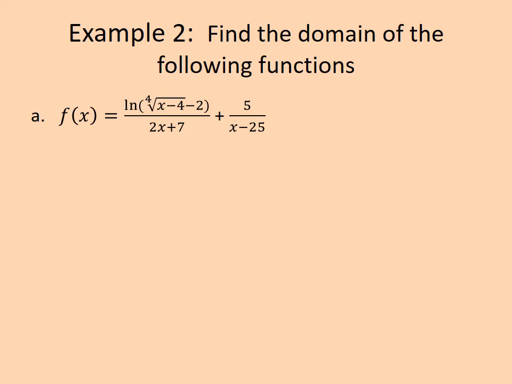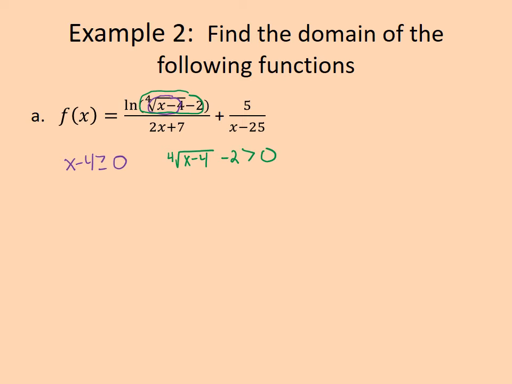This last example has multiple things going on. First of all, there's an even radical inside the log. So I must write x minus 4 is greater than or equal to 0. Now the log, this whole expression right here, has to be bigger than 0. So the fourth root of x minus 4 minus 2 must be greater than 0.